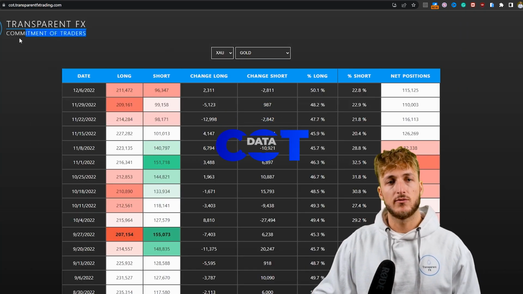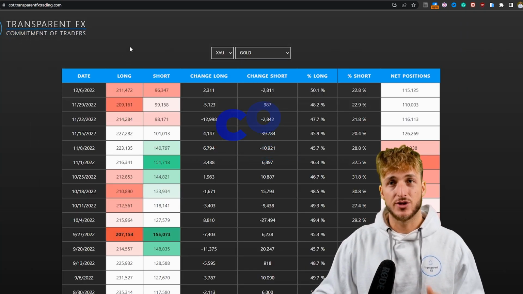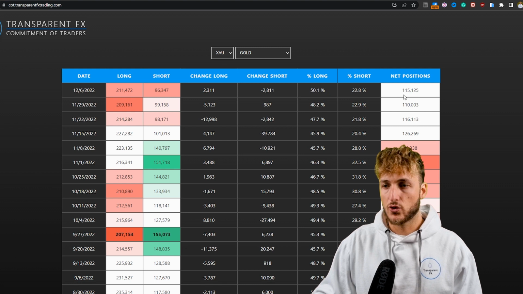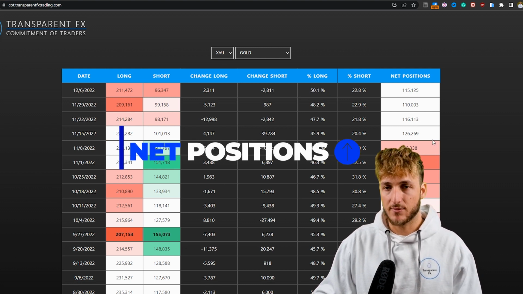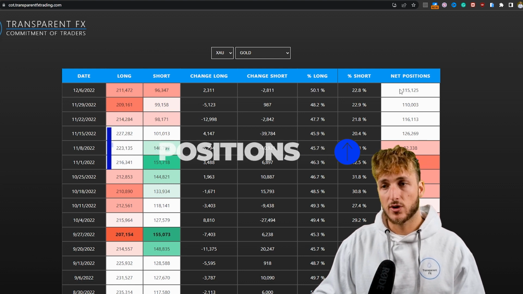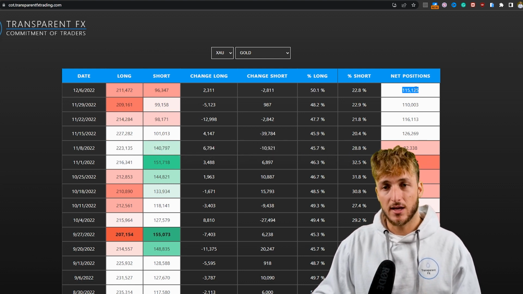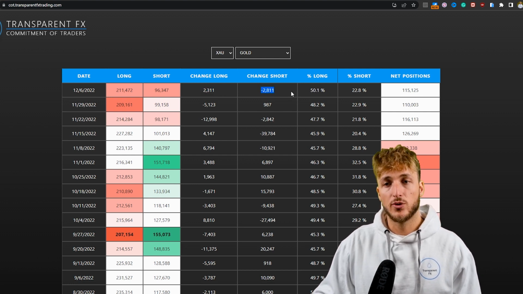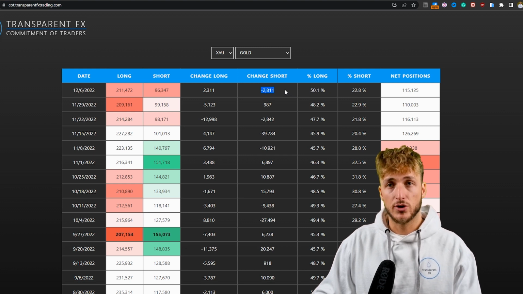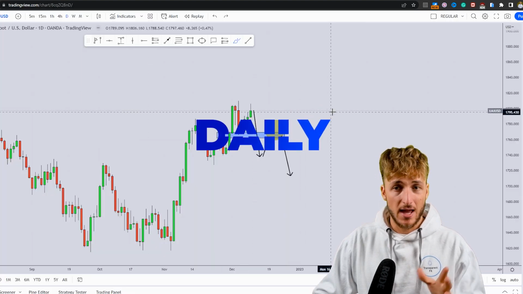Now, if we go and see what we have when it comes to the commitment of traders, so the COT data, which is what the non-commercials, so the biggest speculators in the market are doing, we check the data for gold. We can see how with the last reports we have seen increasing net positions. We went from 64k all the way up to 115k net positions, with 2.3k longs added with the last report and 2.8k shorts getting closed. So at the moment, everything is still very bullish. We do not see any kind of profit taking from an institutional perspective.